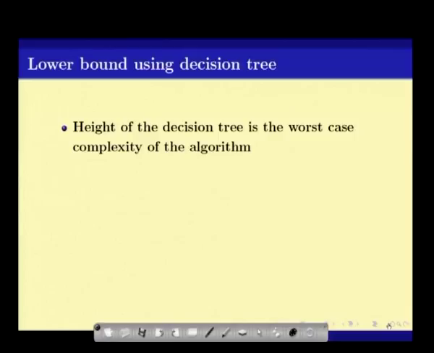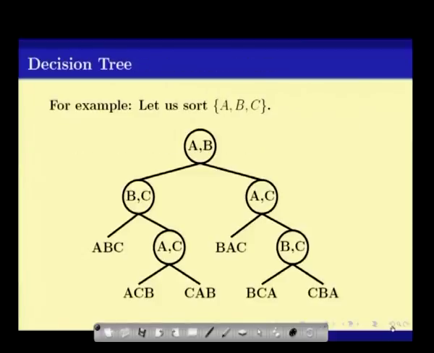An important thing is that the height of the decision tree is the worst case complexity of the algorithm. Let's go back and see. For example, in this decision tree, what is the worst case complexity? The worst case is when I have been given A, B, C and C is less than B, C is less than A. Then I first compare A and B, then I compare A and C, then I compare C and B. So the total number of comparisons before I get my right answer is 3, which is the height of the decision tree. There might be some cases, for example BAC, where the number of comparisons made is just 2. But the worst case number of comparisons is the height of the tree.